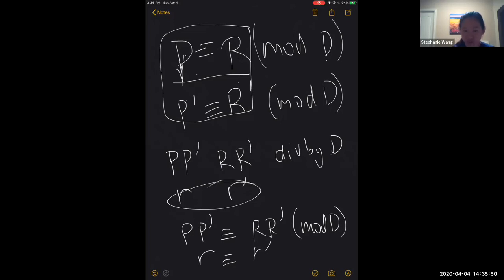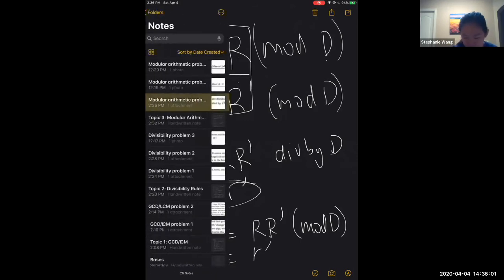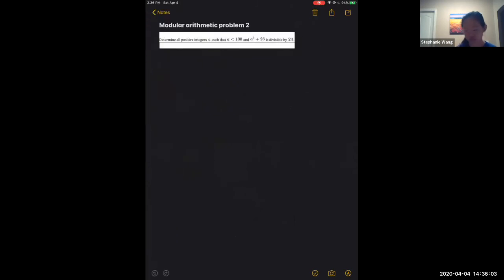Because mods are really important in number theory. They come up on almost all number theory problems. Well, not all, but most of the non-divisor ones. Okay, I'll show you guys another problem so that you understand how to use mods in operations.